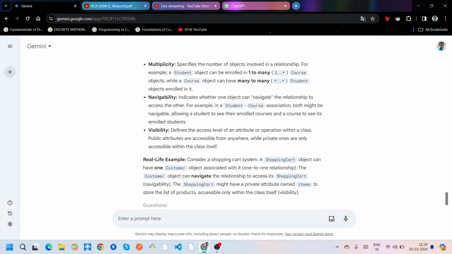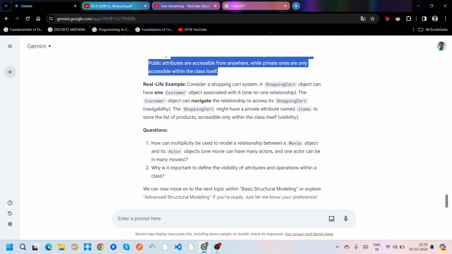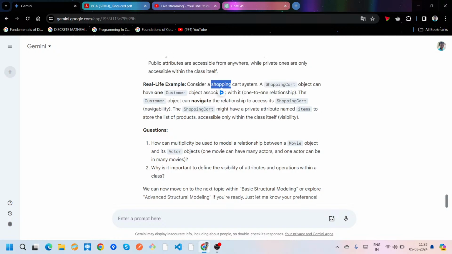Then visibility. Visibility defines the access level of an attribute or operation within a class. Public attributes are accessible from anywhere, while private ones are only accessible within the class itself. Then a real life example. Let's take this example: consider a shopping cart system. A shopping cart object can have one customer object associated with it, a one to one relationship.